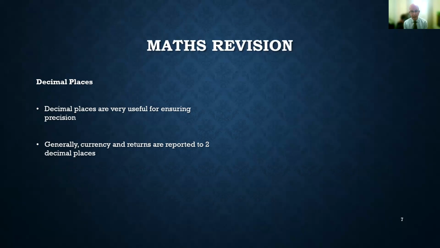You will report currency and return numbers to 2 decimal places. And so currency will be of the format of whatever the currency symbol is, number, dot, number. And returns will be number, dot, number, percent. Okay, so please remember to report your final results in that format.